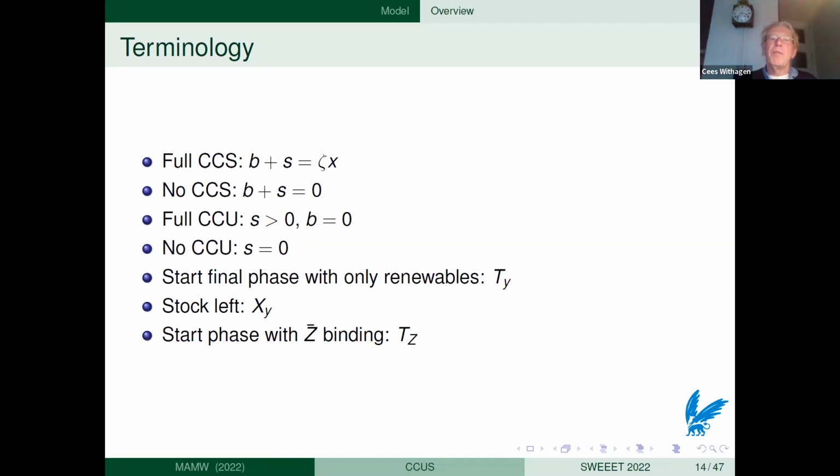So there will be a final phase with only use of renewables, and that phase starts at T_Y, so that's the beginning of only Y, so then we are in the carbon-free economy. The stock of oil or gas or fossil fuel in general left at that moment is denoted by X_Y, and the Z bar is the upper bound on total atmospheric CO2. And this becomes binding, let's say, at capital T_Z. So that's the moment at which this becomes binding.